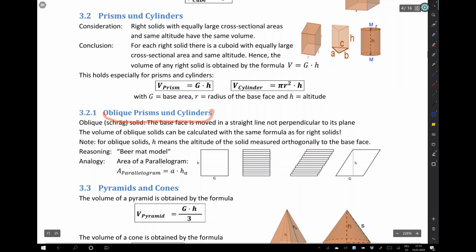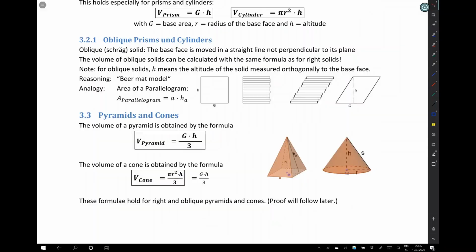For oblique prisms and cylinders, the volume can be calculated the same way as for right prisms and cylinders, namely as the base face times the height. We can see that when we look at the beer mat model. The volume of pyramids and cones here is just provided as a formula without reasoning. We'll see the proof later.